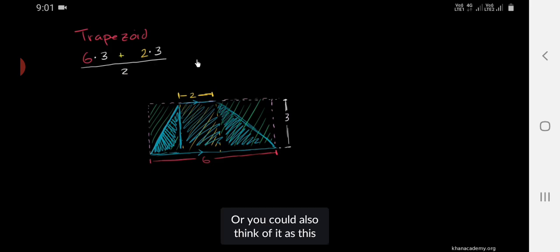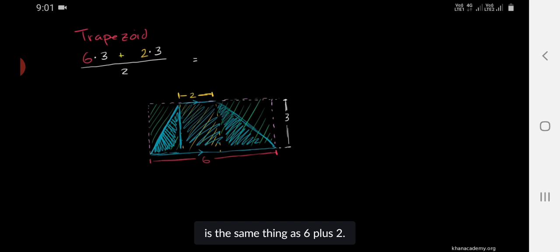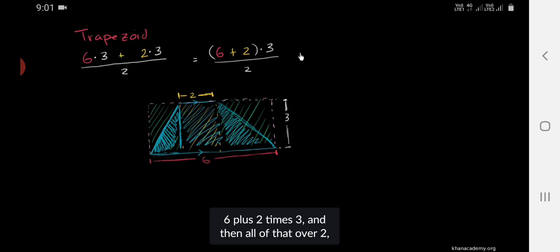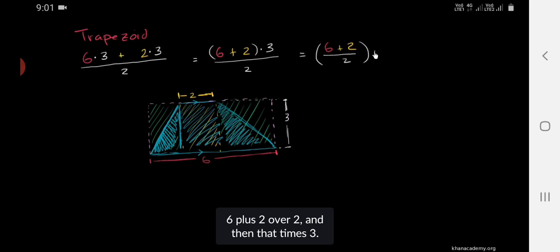Or you could also think of it as, this is the same thing as 6 plus 2, and I'm just factoring out a 3 here, 6 plus 2 times 3, and then all of that over 2, which is the same thing as, and I'm just writing it in different ways, these are all different ways to think about it, 6 plus 2 over 2, and then that times 3.